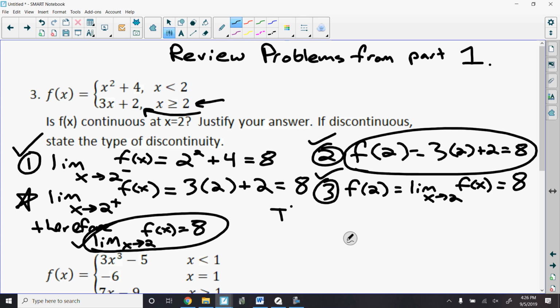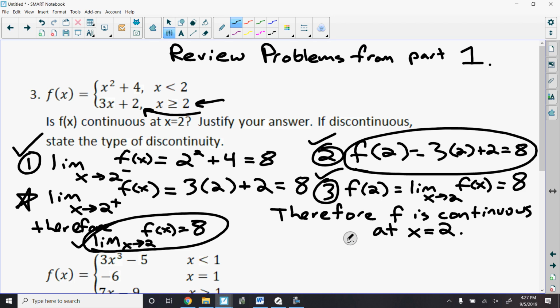So I'm just going to take one more step. Don't forget this step. Sometimes people put all 3 on there, but then they never answer the question. The question is f continuous at x equals 2? Yes. Therefore, f is continuous. Don't just say f is continuous. Tell me at what point. At x equals 2. Done. Okay? Notice I didn't write a lot of words, but I have a lot of notation here. Okay? The notation is really, really key here. The words are just therefore, and f is continuous at x equals 2.